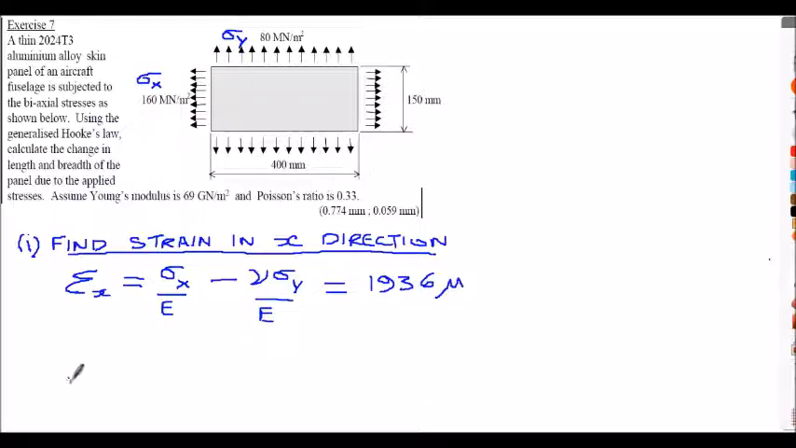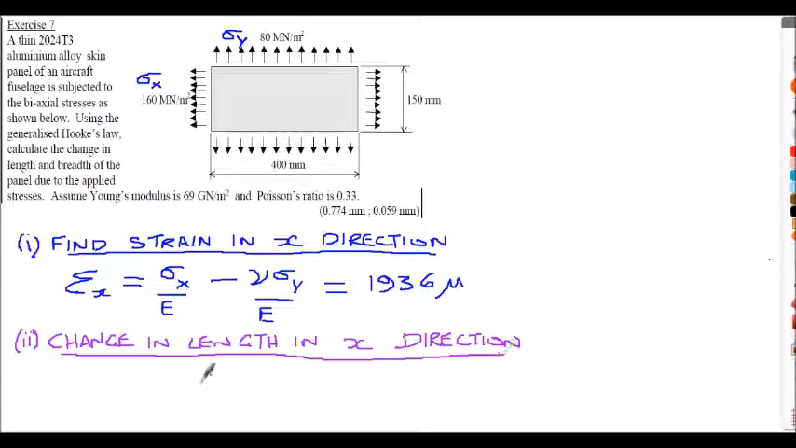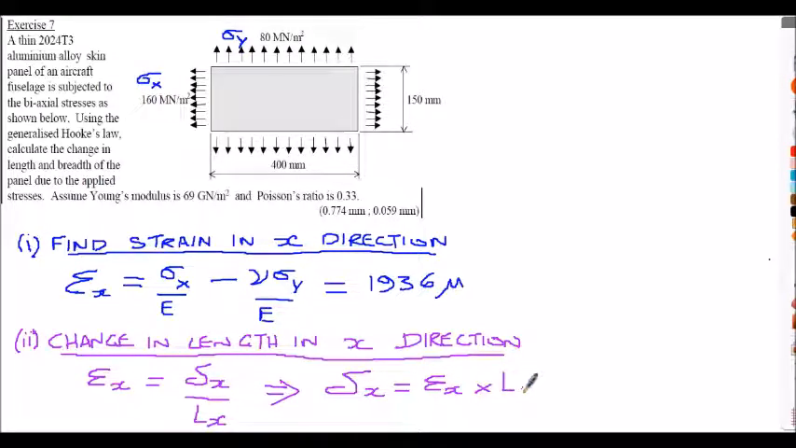And it will also want us to find a change in length in the x direction. Well, we know that the strain in the x direction is equal to the change in length, I'll call that delta x, over the original length, so I call that L in the x. So simply transposing that equation, we can find the change in the x direction. It's going to be the strain in the x direction, multiplied by the length in the x direction.